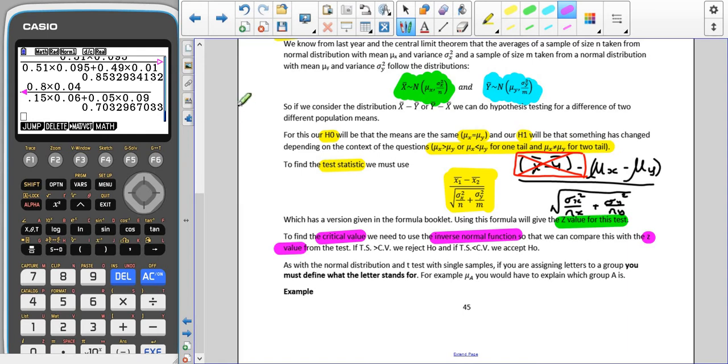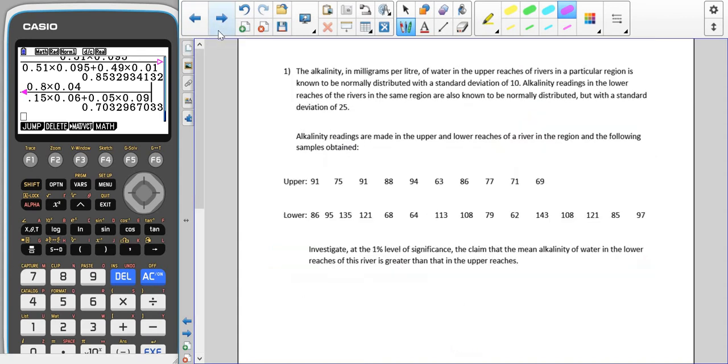As with a normal distribution and t-test with single samples, if you are assigning letters, then you must define them. So I've already talked about that. For instance, you have to say that mu A is the population mean of group A. So we're going to have a look at our example, our first example.